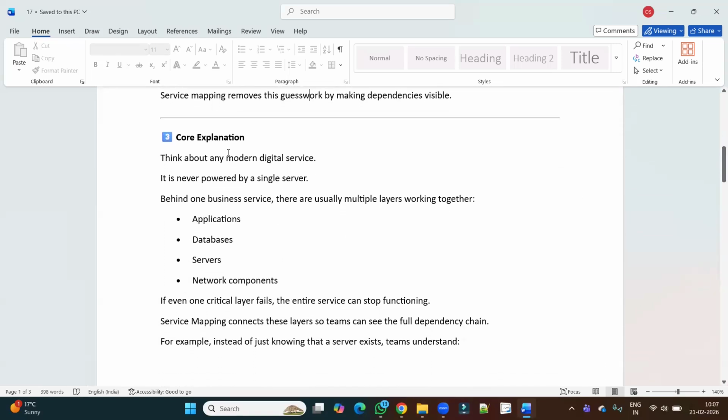Now let's have this core explanation. Think about any modern digital service. For example, in your company, email service is one of the business services you can see. It is never powered by a single server. Obviously, for that email service, we are getting emails, we are communicating with various people through emails only, right? So this is a customer facing email service. That's why it is a business service.